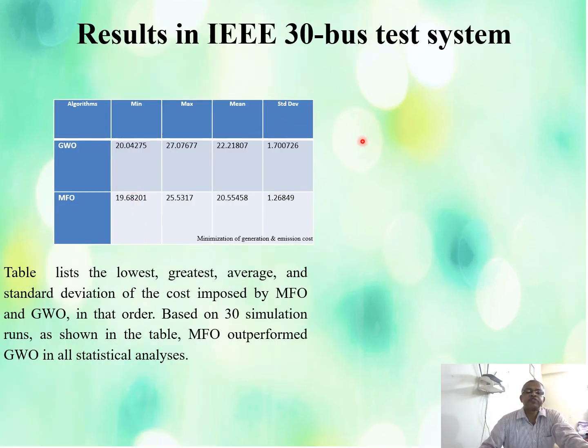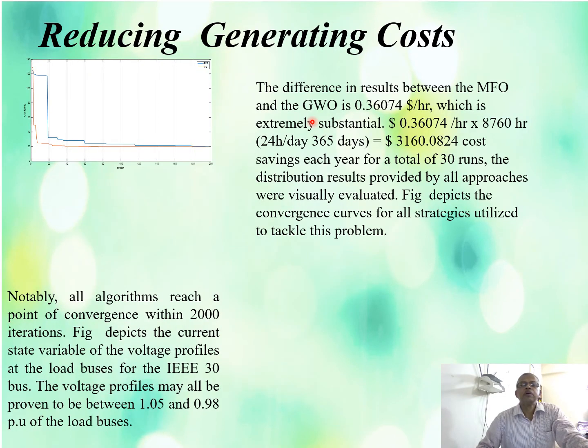Results in the IEEE bus test system. The table lists the lowest, greatest, average, and standard deviations of the cost imposed by MFO and GW, in that order. Based on 30 simulation runs, as shown in the table, MFO outperformed GW in all statistical analyses. That is, the minimum is 19.68, whereas for GW the value is 20.04. The difference in results between the MFO and the GW is $0.36 per hour, which is extremely sustainable. If we multiply it by 8760, then it comes to 3,160 in cost savings each year, for a total of 30 runs. The distribution results provided by all approaches were visually evaluated.